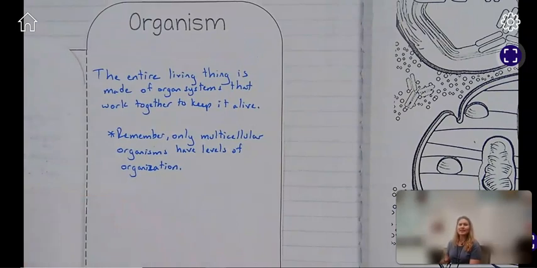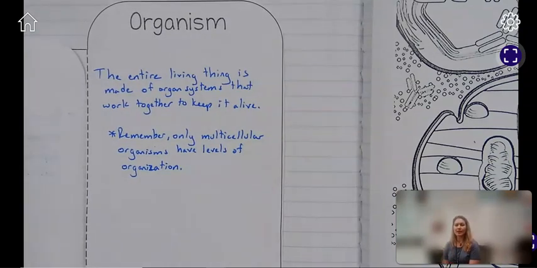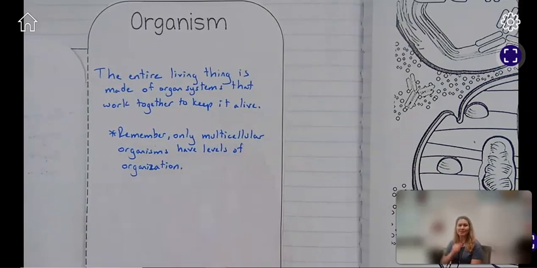Okay? So the organism is the entire living thing made up of multiple organ systems all working to keep it alive. Okay? Now, one thing for us to remember is that only multicellular organisms have different levels of organization. So pretty much only eukaryotic organisms, so plants, animals, fungi, okay?